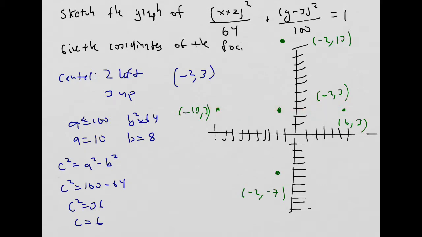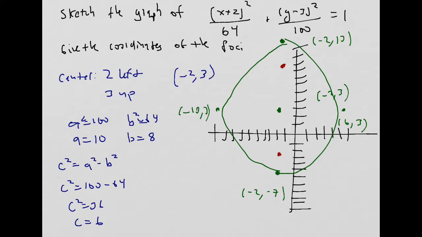Now we should be able to draw or sketch our ellipse. This should be a football, but essentially standing on its end. I know this is a very bad drawing, but this should be a football, and the major axis is going to be vertical. This is the major axis. So if c is equal to 6, what does that mean? It means that we want to move 6 units up, and we also want to move 6 units down.